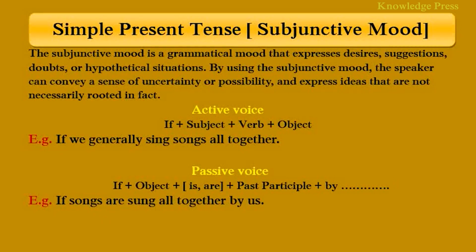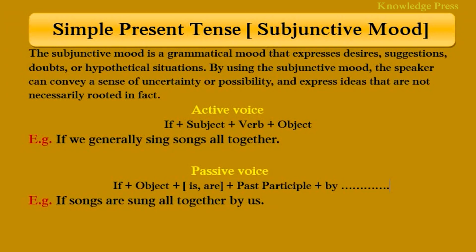Simple present tense subjunctive mood. The subjunctive mood is a grammatical mood that expresses desire, suggestion, doubt, or hypothetical situation. By using the subjunctive mood, the speaker can convey a sense of uncertainty or possibility and express ideas that are not necessarily rooted in fact.